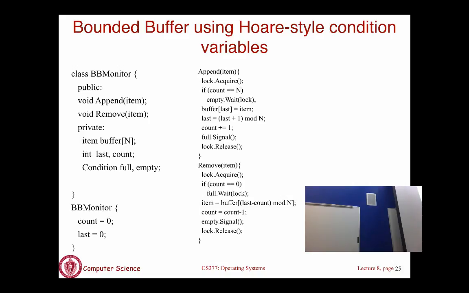And because it's Hoare-style, these are if statements. If you are doing Mesa style, as in Java, you would have done a while count equal to 0 and while count equal to n. But here this is Hoare-style, so we just use an if statement. If the buffer is empty, go to sleep. If not, take an item from the buffer, decrement, and then wake up a producer if one is asleep. If you were asleep on count equal to n, this is where a consumer would wake you up by signaling.